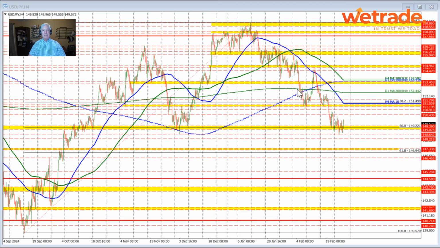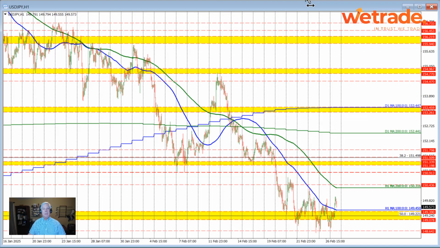I'm going to take a look at the hourly chart to see if we can get anything more definitive from that, and the more definitive is probably going to be the 200-hour moving average. That level is right here. That comes in at 150.31. So we had this 43-ish type area I was looking at off the 4-hour chart.